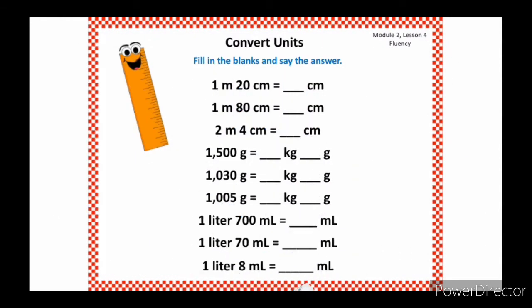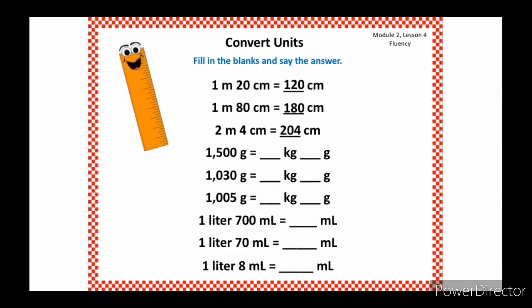Now, having said that, we want to answer some questions. 1 meter, 20 centimeters will give us how many centimeters? I need you to do this very fast in your notebook. Yes, the answer is 120 centimeters. Now the next one, 1 meter, 80 centimeters. You know what to do, of course. Change 1 meter to centimeters. That will give us 100 plus 80, and the answer is 180 centimeters. And the next, what was your answer?